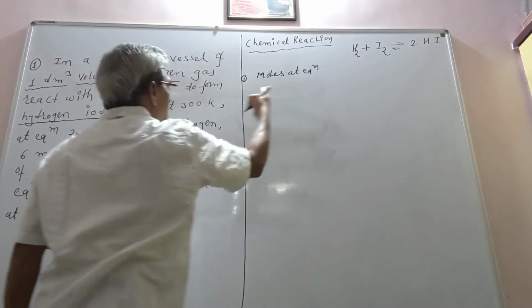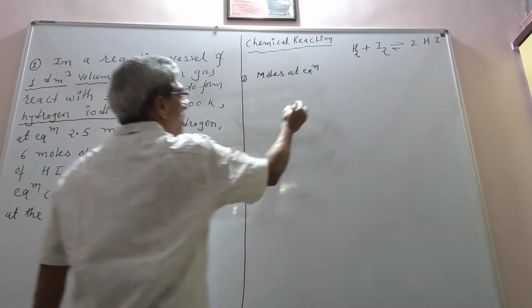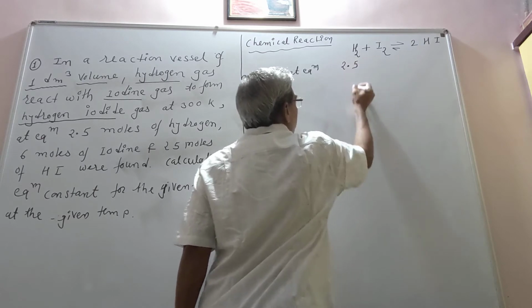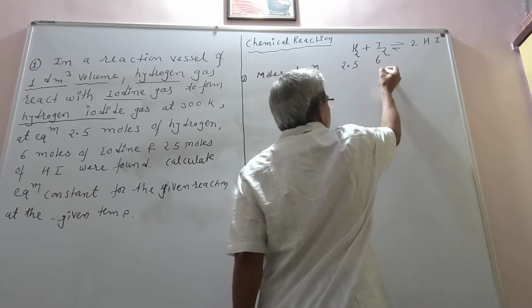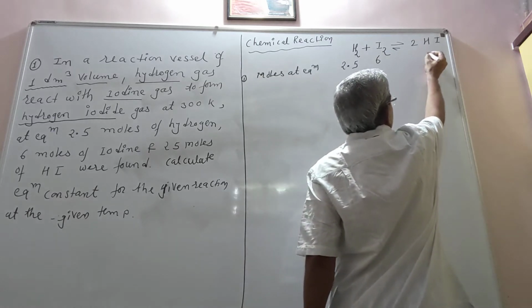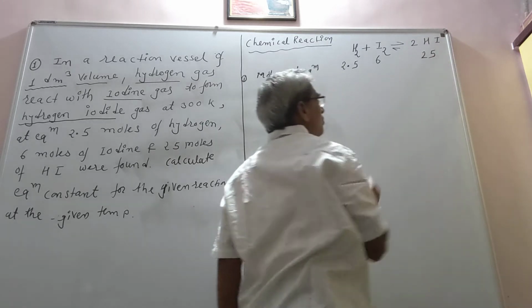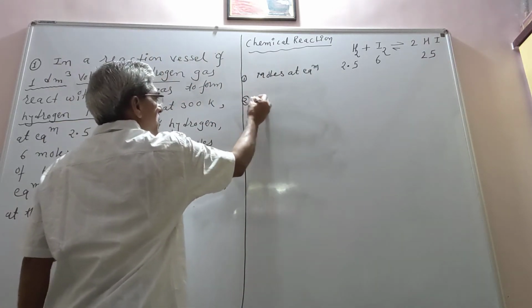For H2, how many moles at equilibrium are given in the numerical? 2.5. Therefore, below H2 we have to write 2.5. Below I2 we have to write 6 moles. And at equilibrium, how many moles of HI are formed? 25.